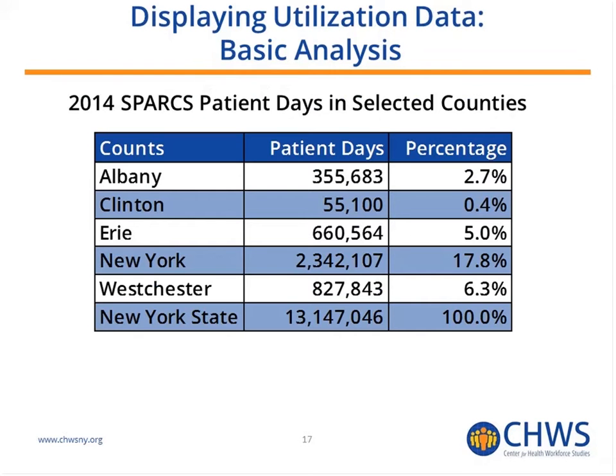Again, I wanted to give a couple of examples of how we do basic analysis with our utilization data. And again, this is our SPARCS data from 2014. It's our patient data. And as you can see, for the 5 counties and statewide, we just list the number of patient days and the percentage they relate to the total state. But it doesn't tell you anything.